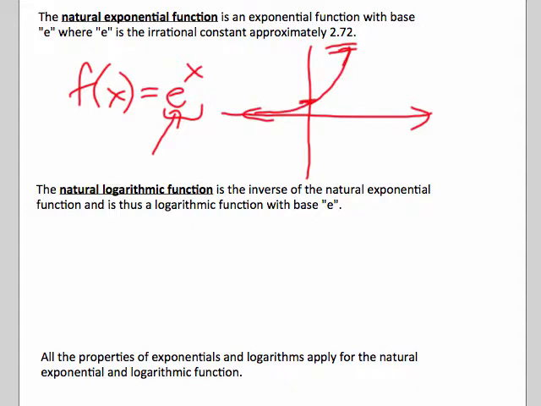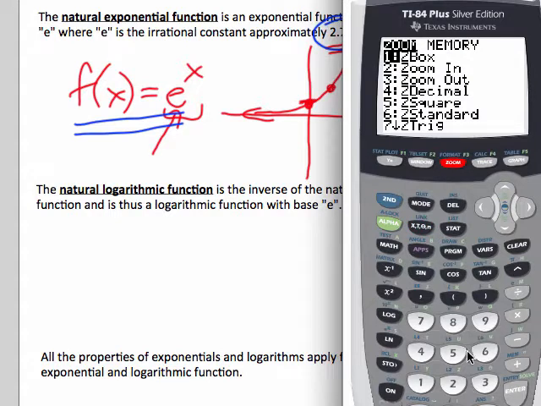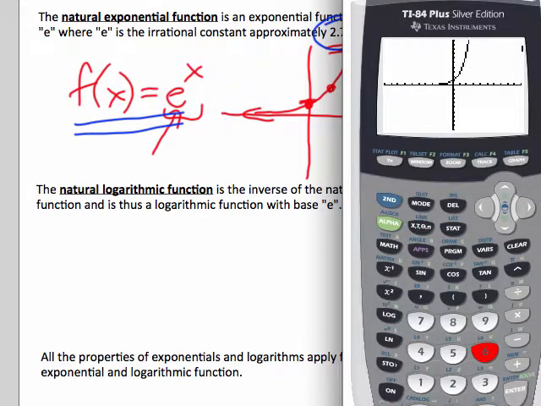Three important features: you have the horizontal asymptote on the x-axis, you have the graph passing through the point 0, 1, and this is the point 1, e. Okay, so this is the natural exponential function. We'll talk more about where this number e comes from later. Just on your calculator, if you wanted to graph this, you would find e to the x here, and you graph it. And it's an exponential function.